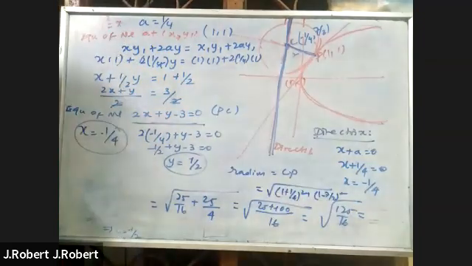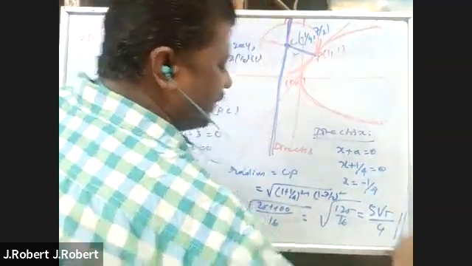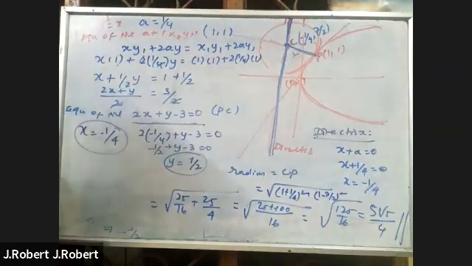Square root of 125 is 25 into 5. So that is 5 root 5, divided by square root of 16, which is 4. Therefore, the answer is the radius of the circle is 5 root 5 by 4 units.